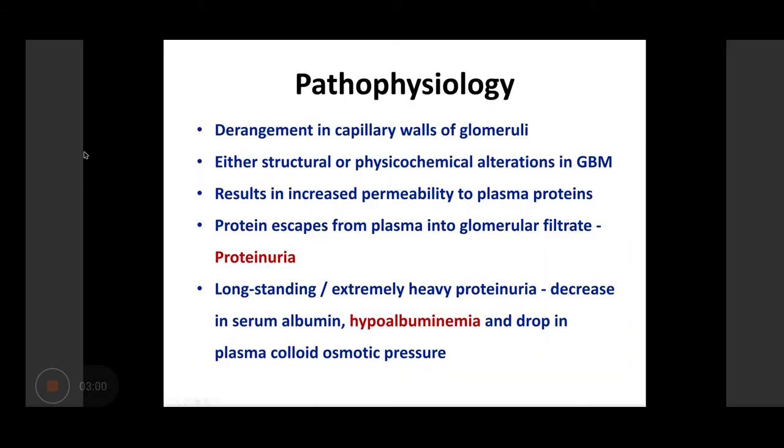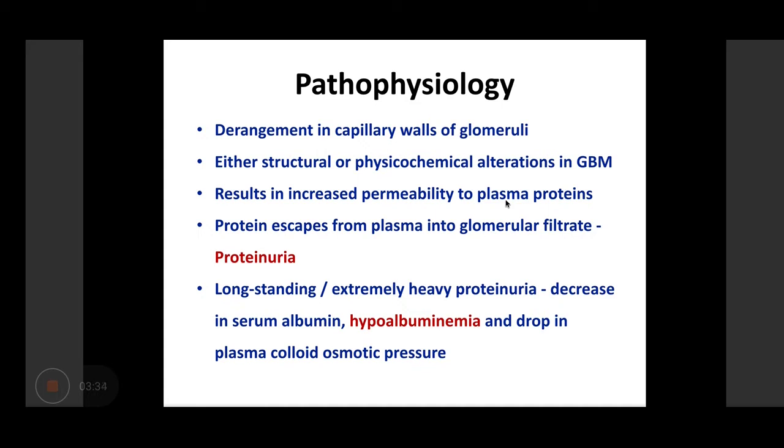Now, what is the pathophysiology? How does nephrotic syndrome develop? The nephrotic syndrome is primarily caused because of derangement in the capillary walls of the glomeruli, and this derangement is either structural in appearance or it is physicochemical in appearance. So whether it is structural or physicochemical, the basic condition that it produces is a damage to the glomerular basement membrane and the podocytes, leading to an increase in the permeability of the basement membrane to various plasma proteins.